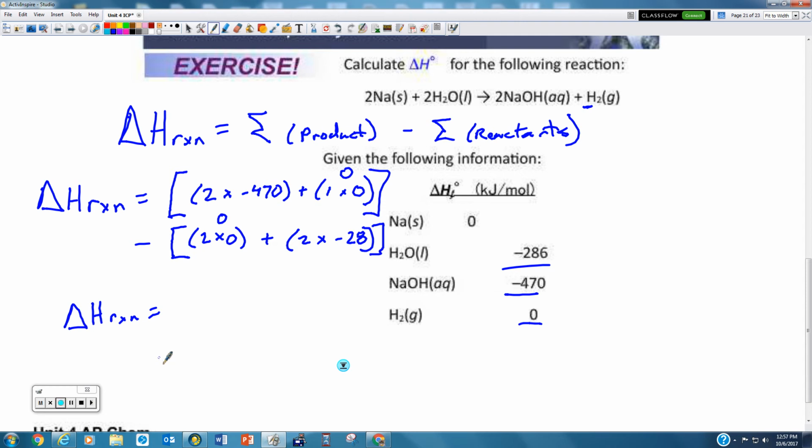Negative 996. Yes. No, 286, sorry, from right here. Yeah, that was my mistake. Sorry, it should be negative 286, not negative 228. It is going to be a negative, though.